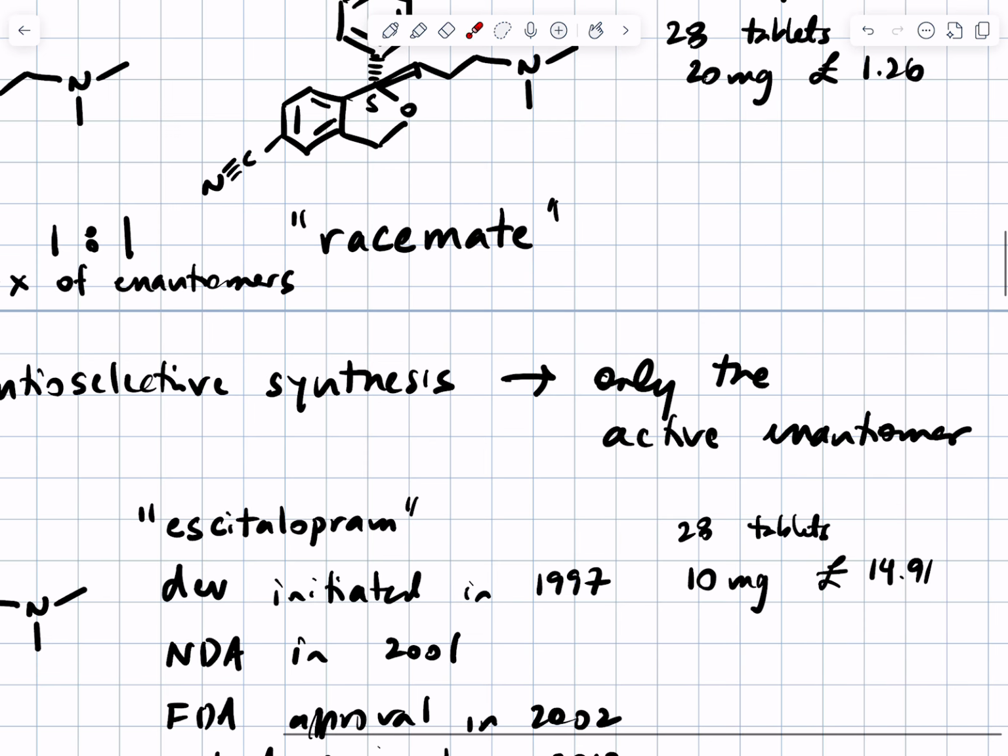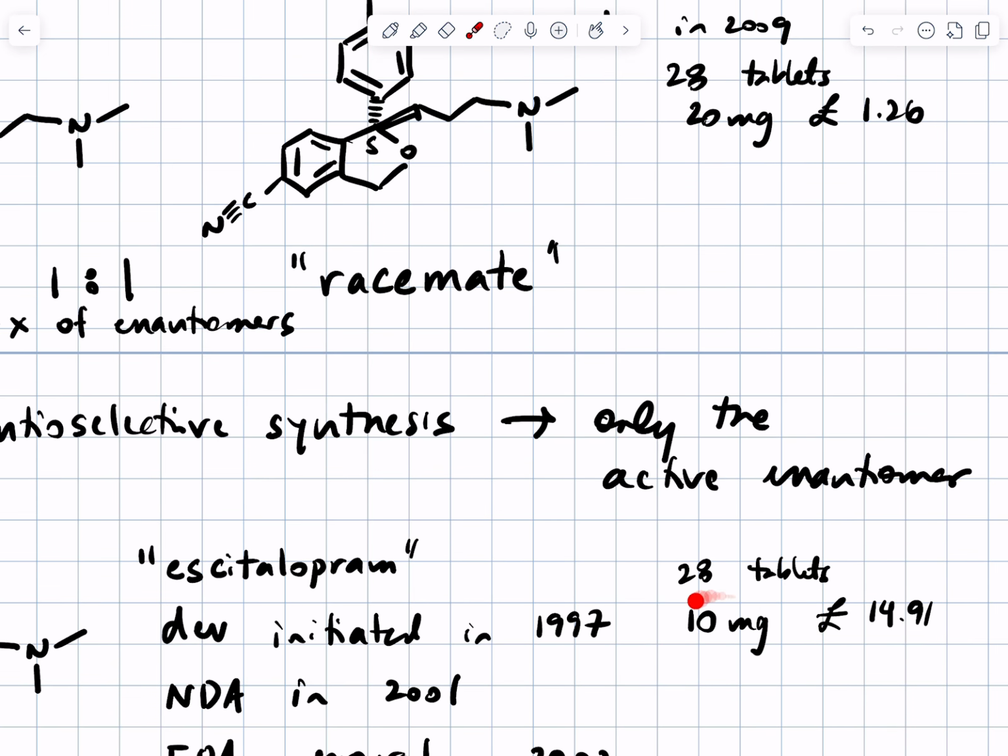By the way, why is the dose of the S enantiomer lower than the dose of the racemate? Well, it's not necessarily because it's more effective. It's that the racemate has 10 milligrams of dead weight in it. How much S-citalopram is in the 20 milligram racemate? 10, right?